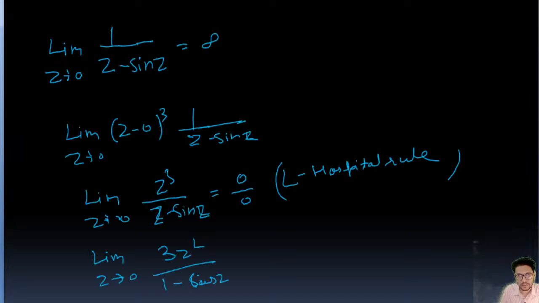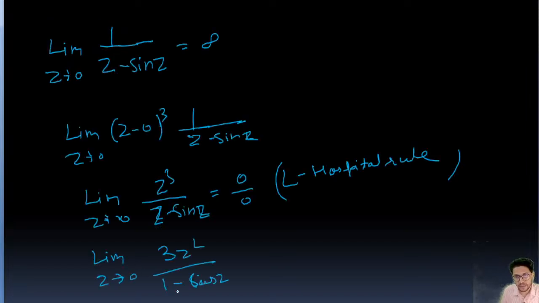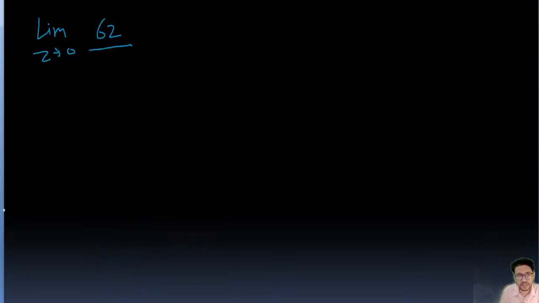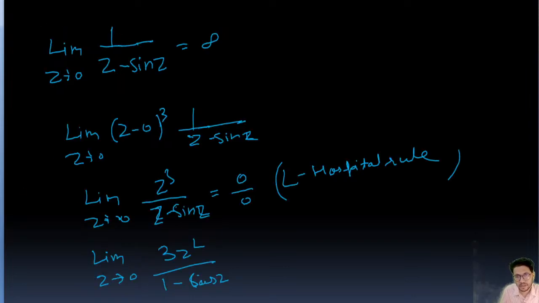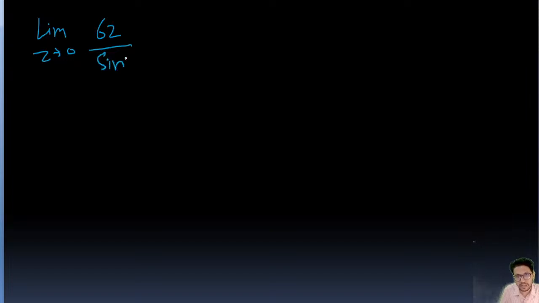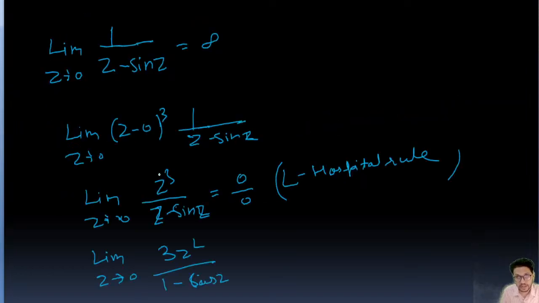So this is going to be limit z tends to 0 of 6z upon the differentiation of minus cos z, which is plus sin z. Again it will not give the value, so again we will differentiate it. Understand this, guys, very important: first power is not going to work, second is not going to work, then we have taken power 3.